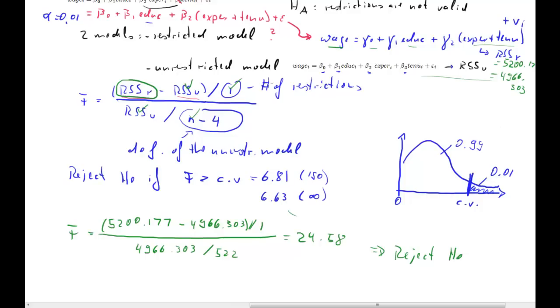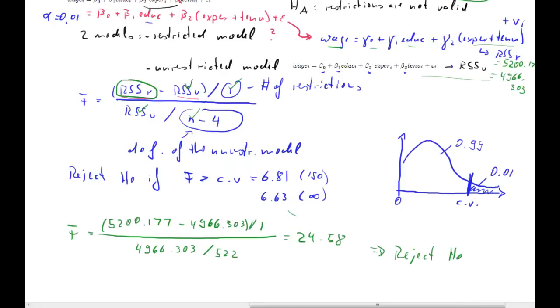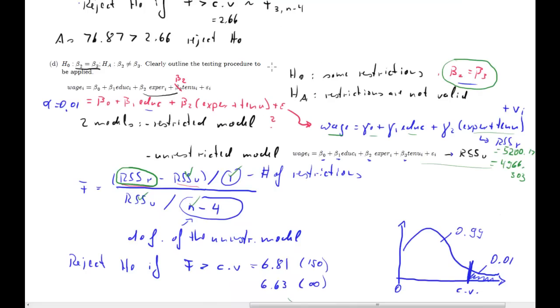That means that restriction, what was the restriction? That beta 2 and beta 3 are equal. That's equivalent to saying that experience and tenure have the same impact. Okay, an additional year of experience would have the same effect as an additional year of tenure. That hypothesis is rejected.